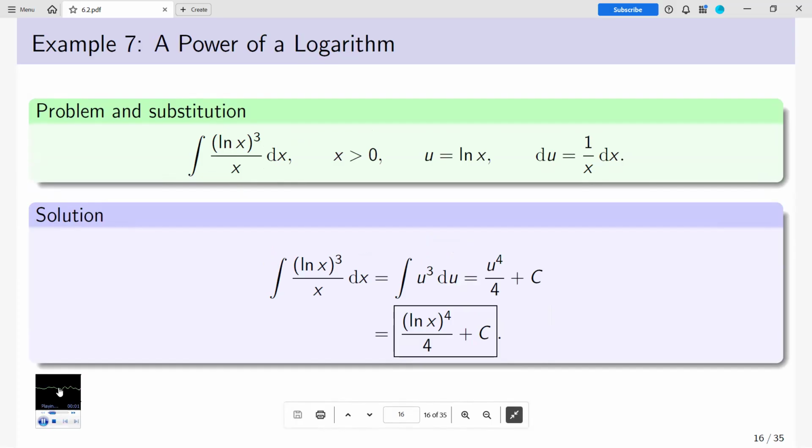Choosing u equal to the natural logarithm works because 1 over x dx is exactly its differential. The resulting integral is just the power rule. The logarithm brought its own derivative along, which is more preparation than some students bring to class.